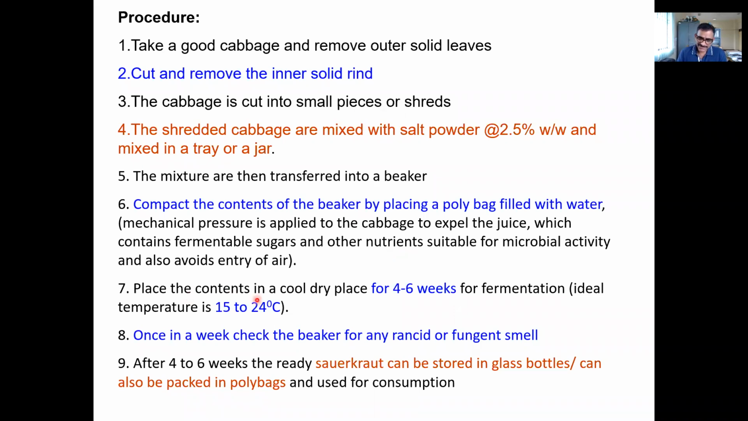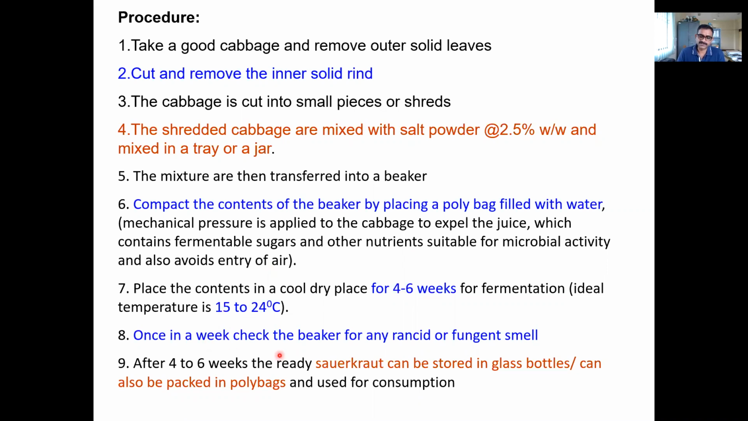After this, you place this entire setup in a dry, cool place for 4 to 6 weeks. That is 1 to 1.5 months. It is a long period. Place this in a cool, dry place, with a temperature of less than 25 degrees centigrade, for 4 to 6 weeks.